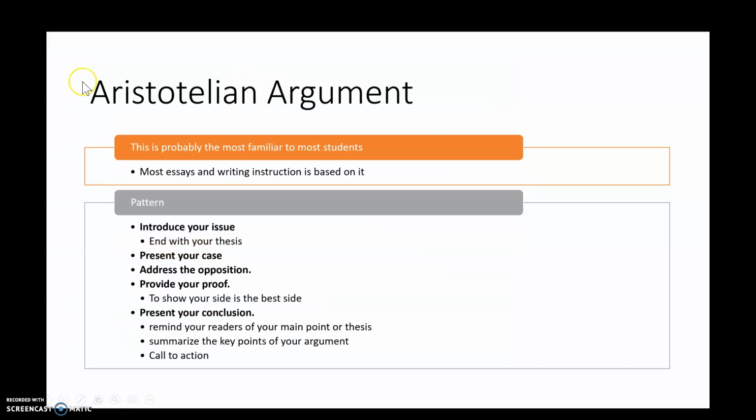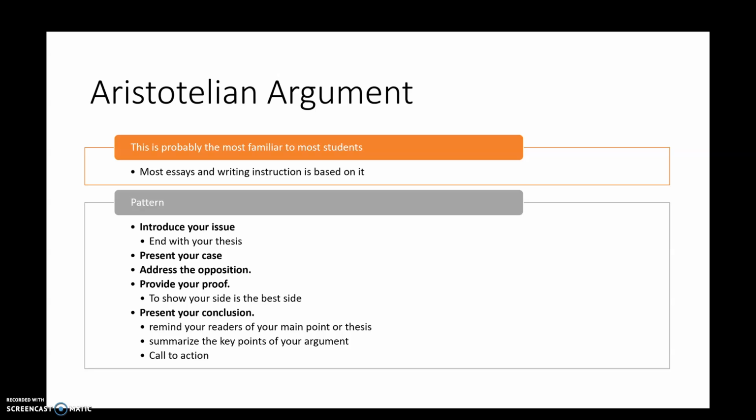And then the Aristotelian argument is probably the one that's most familiar to you. Most essays in writing instruction are based on it. So you'll introduce your issue and end with your thesis statement. Then you'll present your case. So kind of the opposite of the Rogerian. You start by saying what your solution is and why it's important.